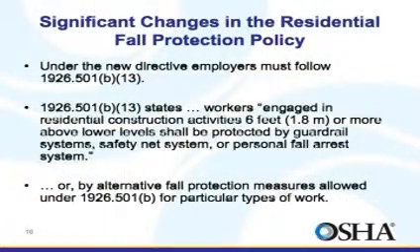Basically, the new directive simply states that all employers must protect their workers who are engaged in residential construction 6 feet or more above lower levels by conventional fall protection systems. That's guardrail systems, safety net systems, or a personal fall arrest system, or by other fall protection measures allowed under 1926.501(b) for particular types of work. Gone are the special alternative procedures allowed under the old directive for certain residential construction activities.